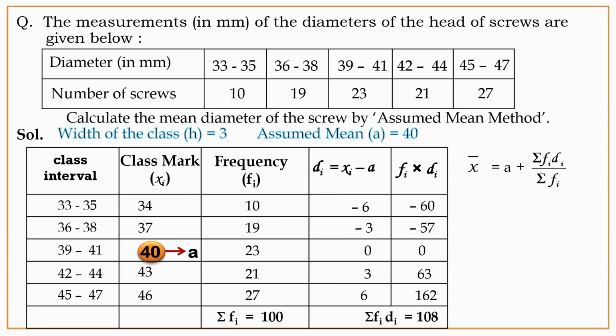Now what is the formula for the mean in the assumed mean method? That is mean, x bar, equal to a plus summation of fi di by summation of fi. Now put all the values over here. So 40 plus 1.08, that is 41.08. So that is the assumed mean method to find the mean value of any dataset given. Hope this is clear to you. We will solve more problems, then you will be able to understand. Okay.